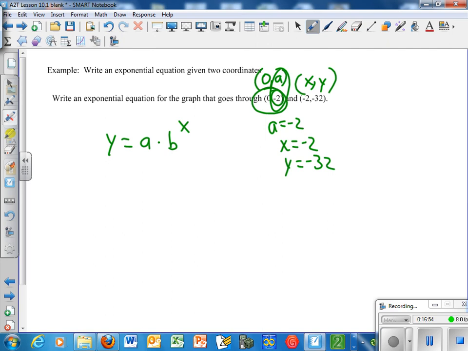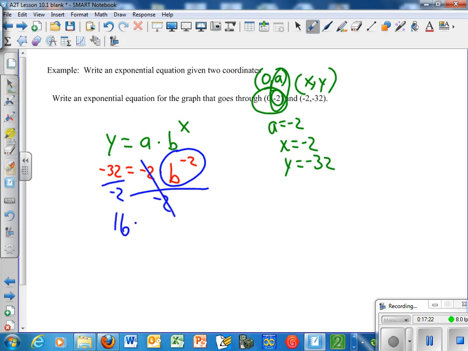So here's what you want to do. In for y, we're putting negative 32. In for a, we're putting negative 2. We're going to solve for b, so that remains the variable in my equation. And then I have it to the negative 2nd power. Now, some of these you aren't going to have a negative power on that. We'll talk about how to deal with that in a second here. So what I want to do is get this alone first. So I have to divide by this negative 2 that's out in front. So I have 16 is equal to b to the negative 2nd power.